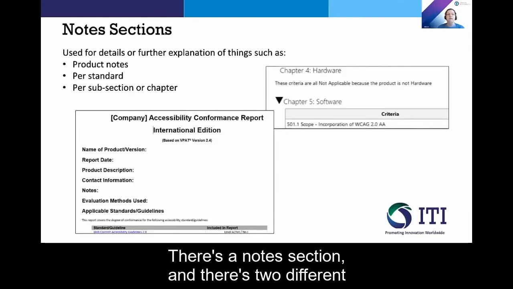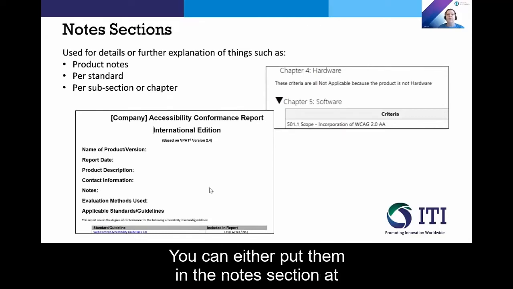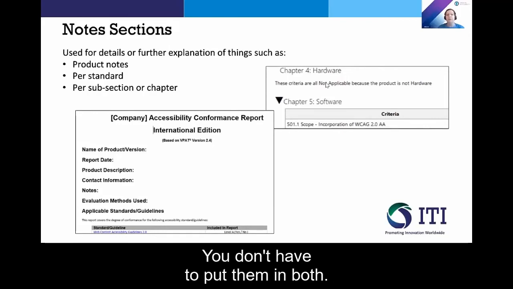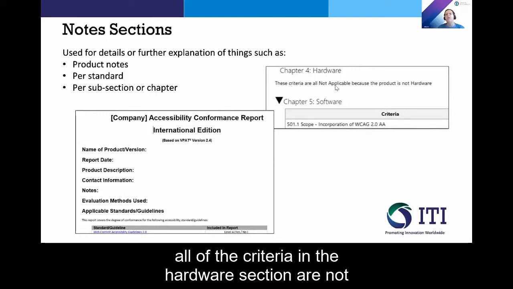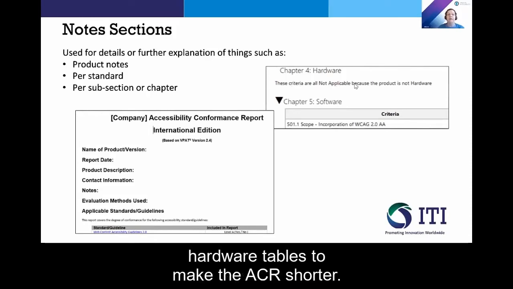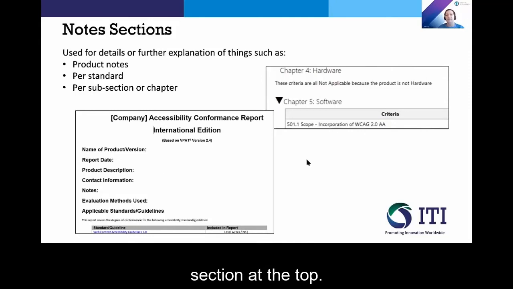There's a notes section, and there are two different places that you can put notes. You can either put them in the notes section at the top of the ACR, or you can include them in the chapter sections. You don't have to put them in both. So for example, you might say all of the criteria in the hardware section are not applicable because the product isn't hardware, and then you could go ahead and delete the hardware tables to make the ACR shorter. Or you could put that information in the notes section at the top.